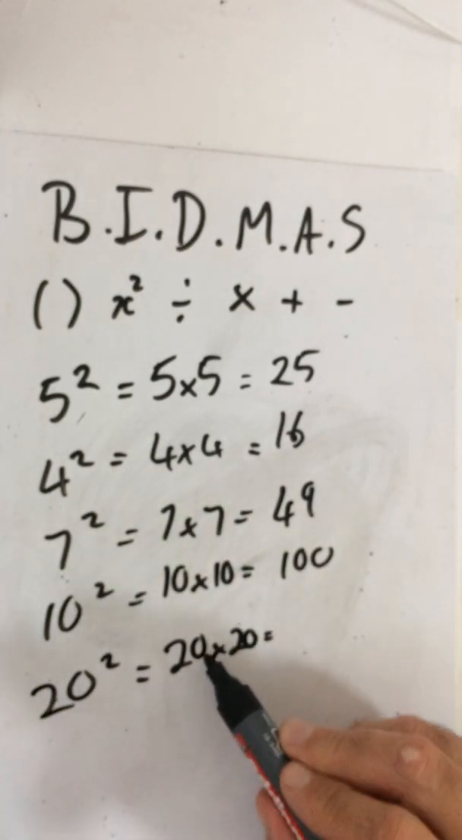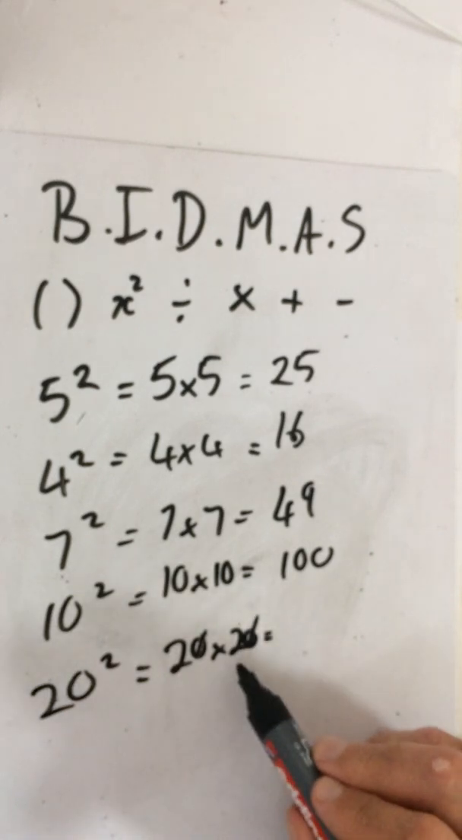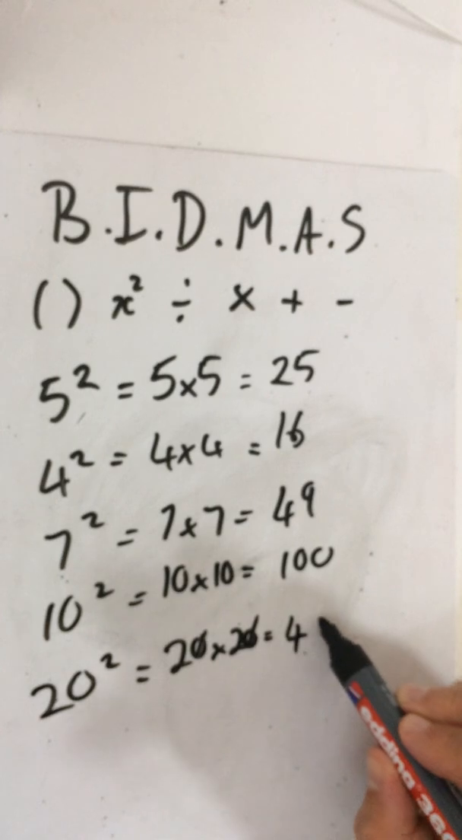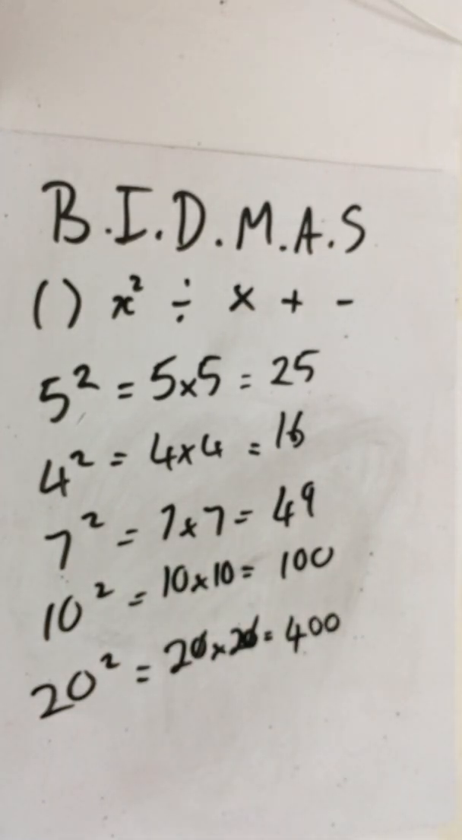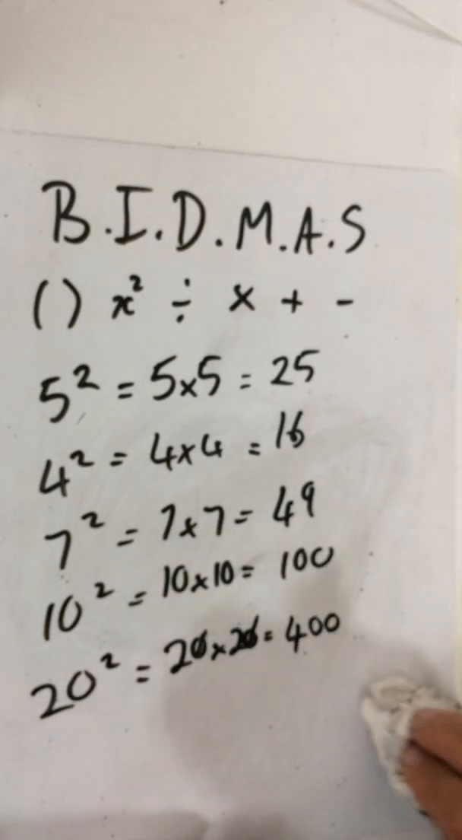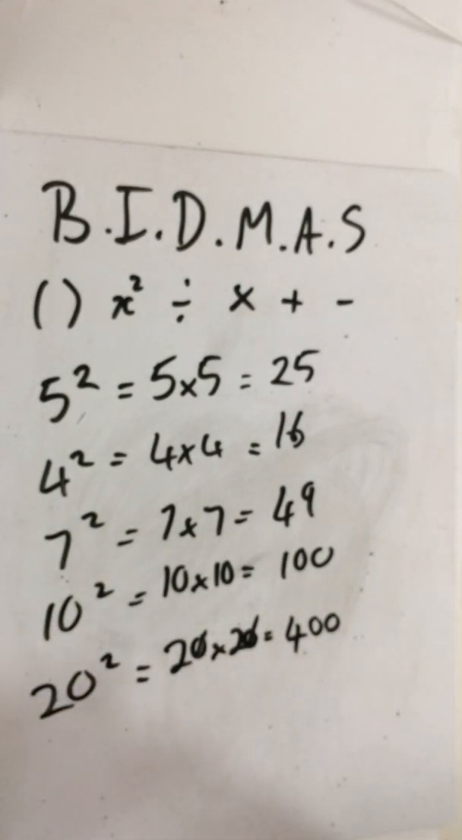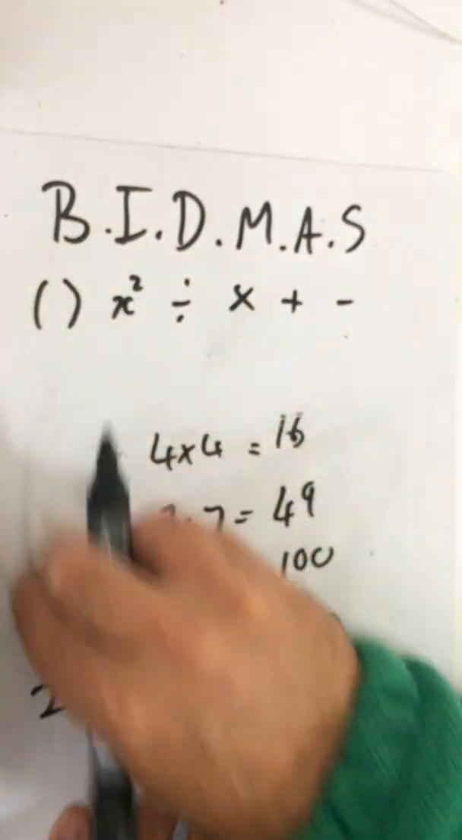This is how I do these. I cross off the zeros. Remember, 2 times 2 is 4. How many zeros have I crossed off? 1, 2. Let's put 2 zeros back on. Okay, 400. Right, okay, so that's an indice. An indice is square numbers. That's all we're just going to worry about square numbers for today when we do these.